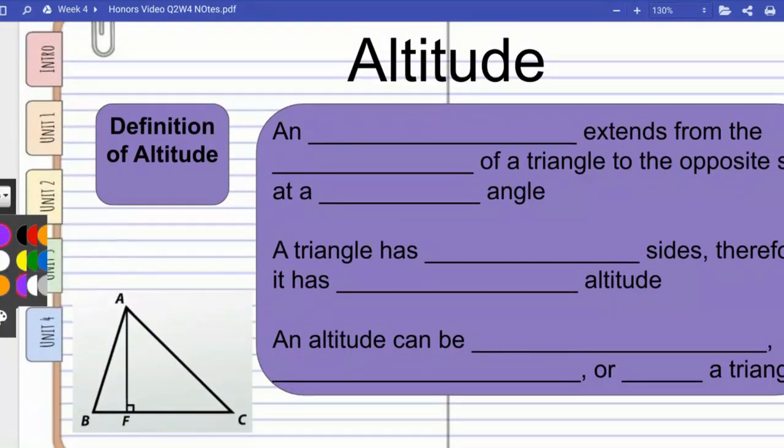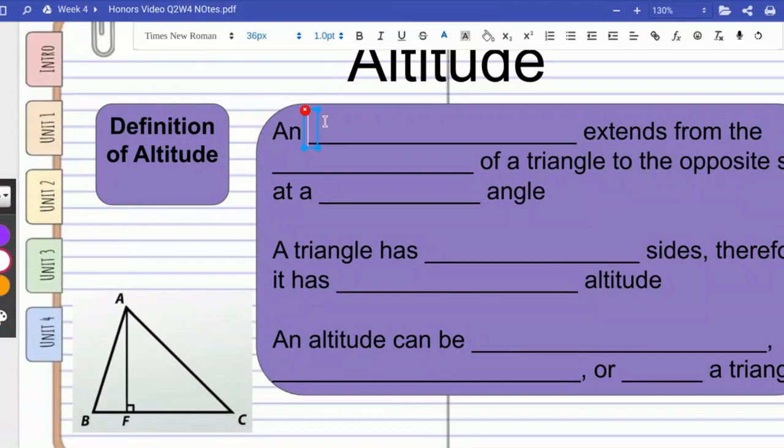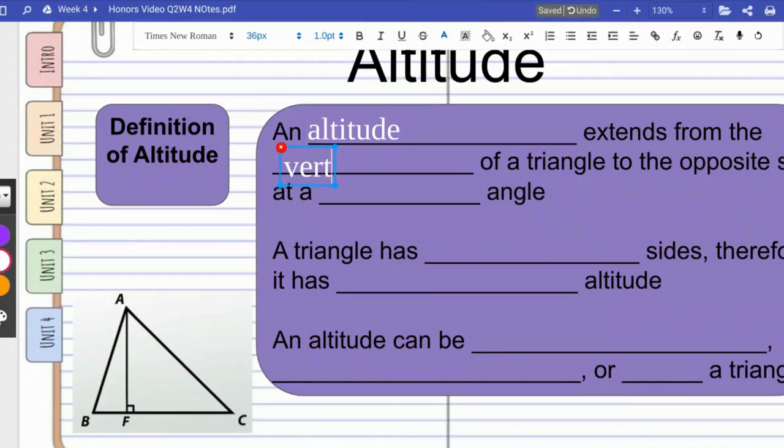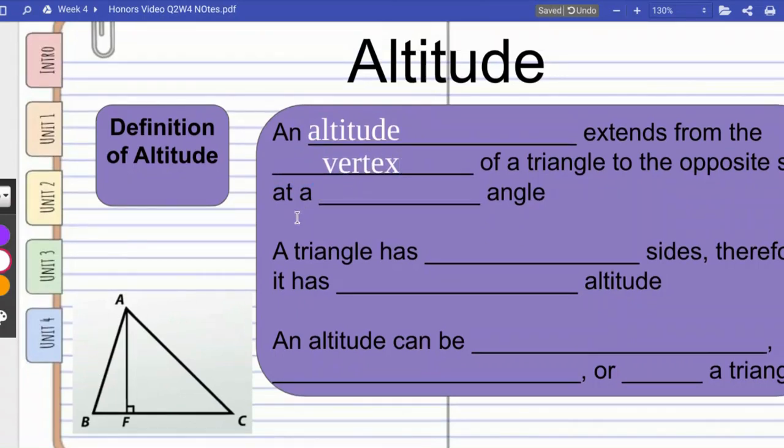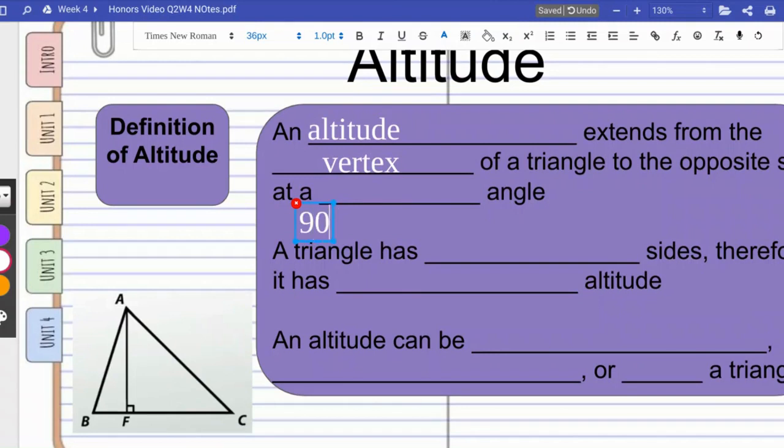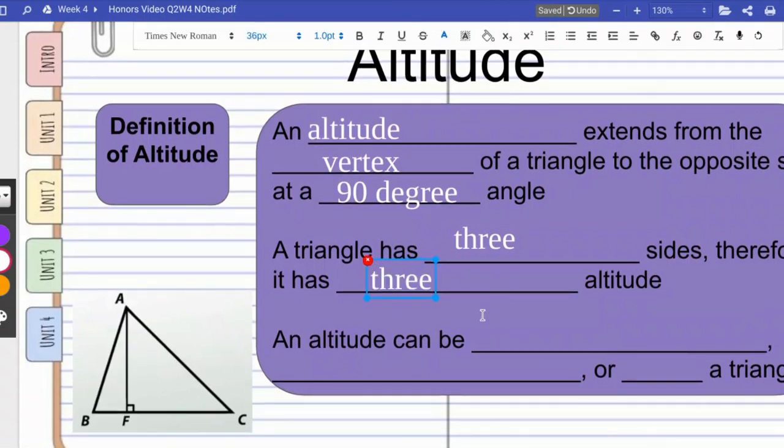The segment we have is called an altitude. An altitude extends from the vertex of a triangle to the opposite side. And if you look at the picture, that's a 90-degree angle, so it has to be perpendicular. The triangle has three sides. Therefore, it has three altitudes.